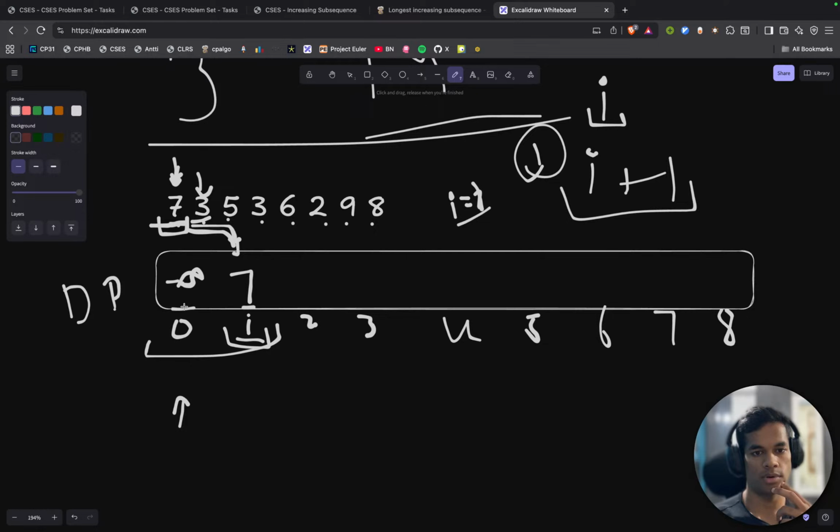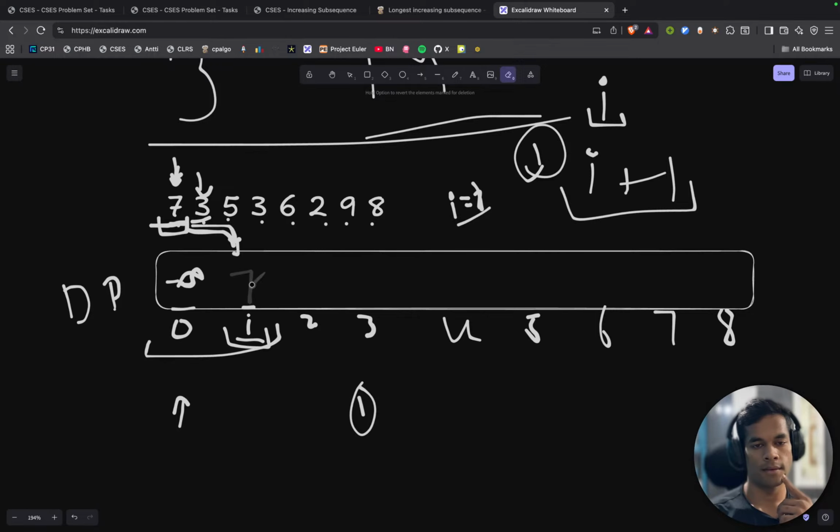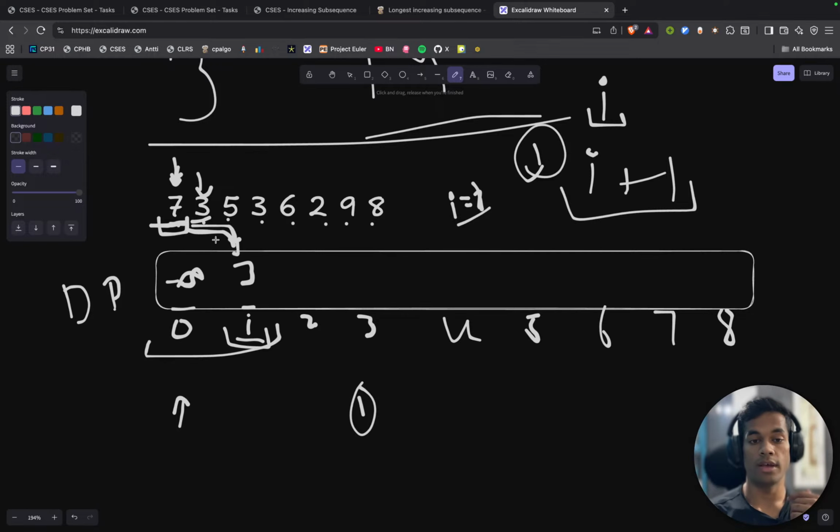and I pair this up with 1. And now the length that I do get is 1. So I change this 7, and this 7 has 3 now, because 3 is the smallest number which has a length of 1, where a subsequence of length 1 ends. And then I'm at 5. And this thing is infinity.